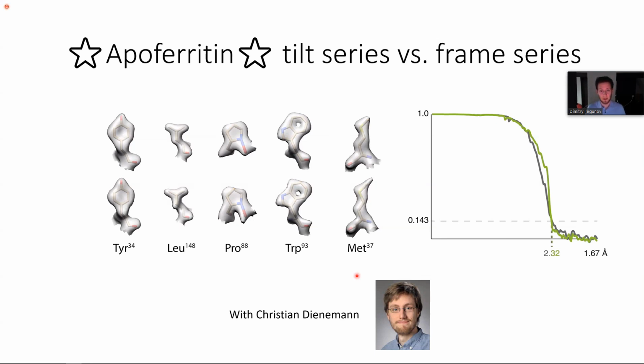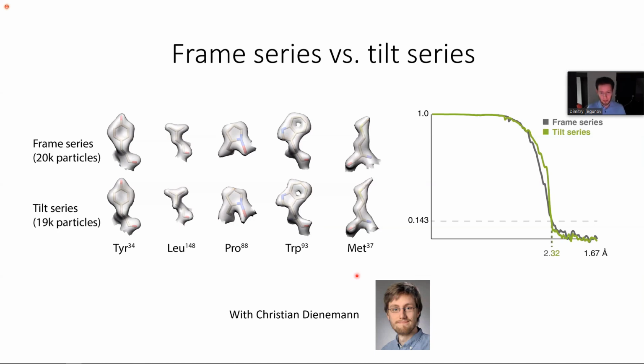And he collected tons and tons of apoferritin. And as you can see, both frame series and tilt series data went to pretty much exactly the same resolution here. Now, I've probably already taken a guess at which row shows what here. So here is the solution. I mean, if you didn't have those labels, I think it would be pretty much impossible to distinguish them.